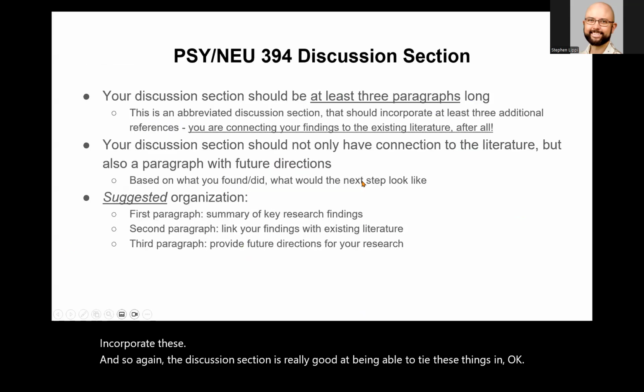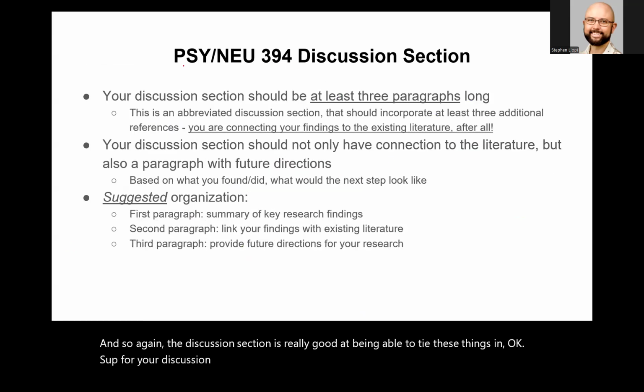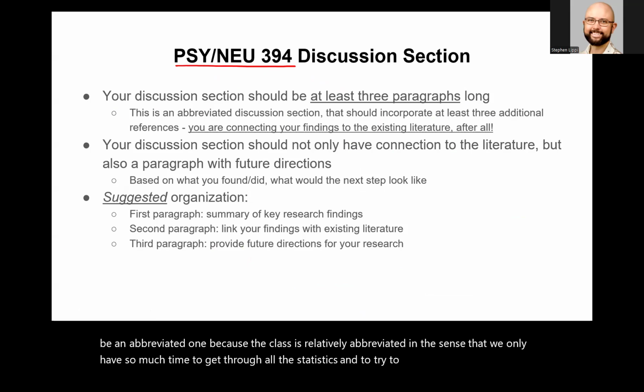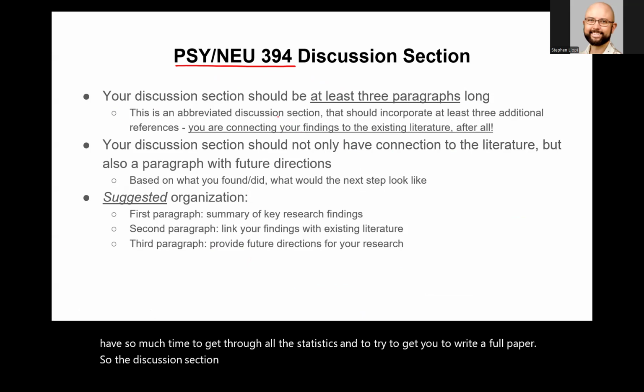So for your discussion section, for Psych and Neuro 394, your discussion section is going to be an abbreviated one because the class is relatively abbreviated in the sense that we only have so much time to get through all the statistics and to try to get you to write a full paper. So the discussion section is going to be a relatively shorter one.